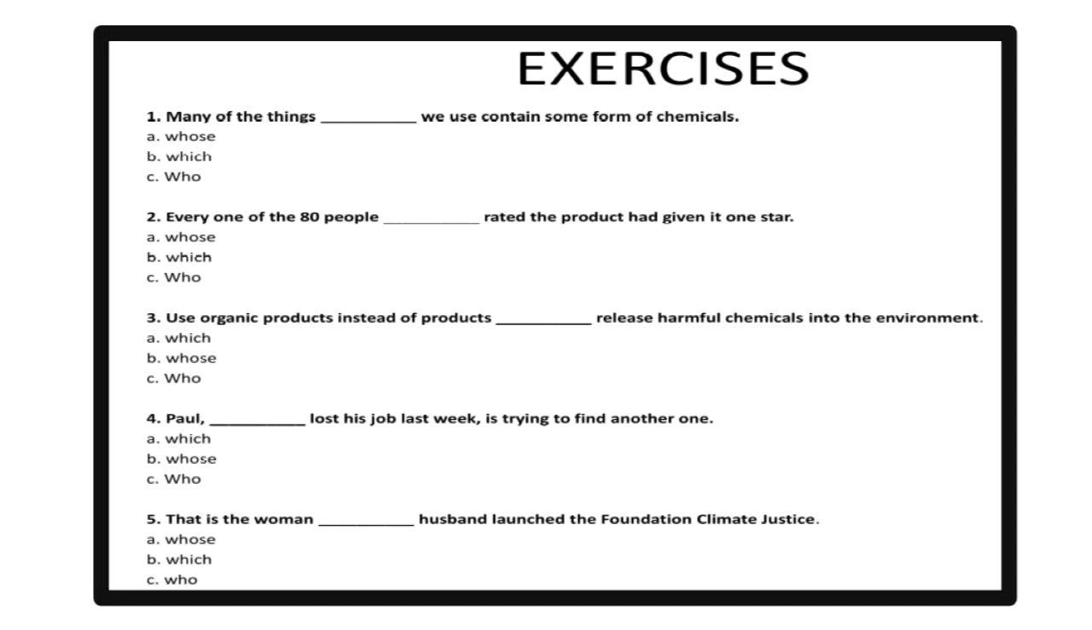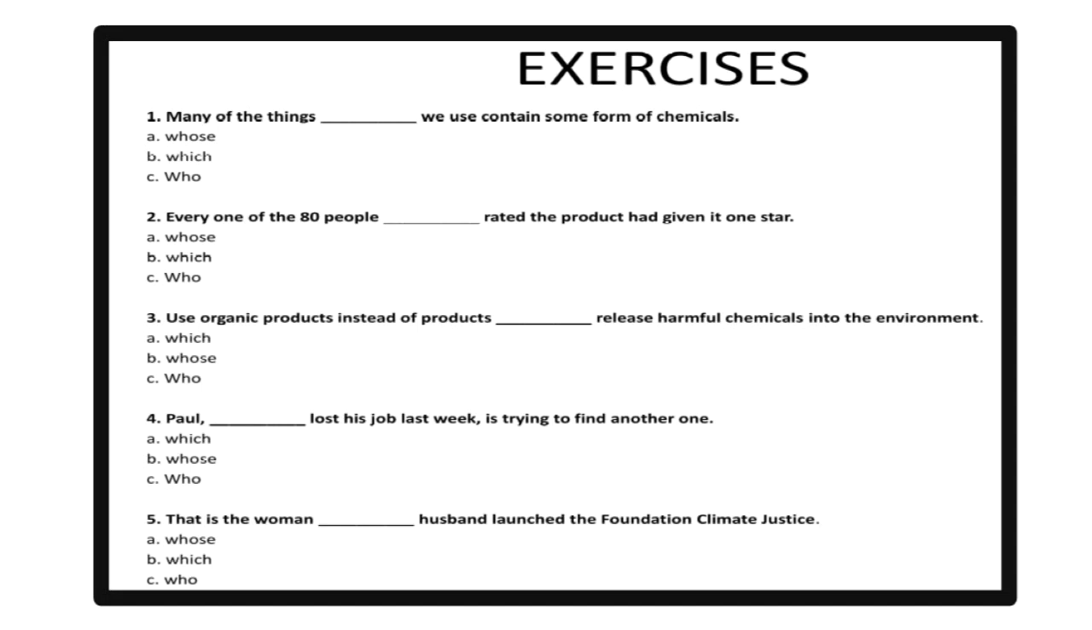Number 4. Paul lost his job last week, is trying to find another one. In this case, we use who because it's before a verb, lost. Remember, this is an optional sentence, so in this case we can't substitute which or who for that. We have to use who in this case here. Paul, who lost his job last week, is trying to find another one.